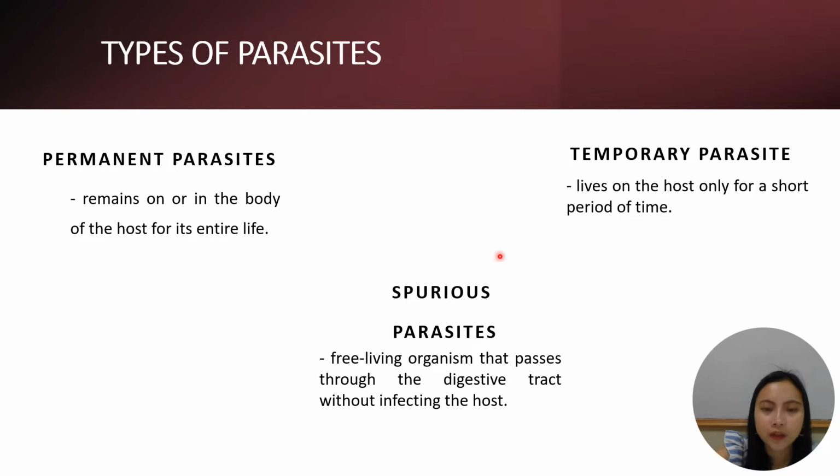And there's also another type of parasite, which is a free living organism, and that passes through the digestive tract of the host without infecting the host. So you call that a spurious parasite. It does not infect the host, and it's a free living type of parasite. A free living type of parasite, class, means that it can survive in bodies of water or in the environment. So it cannot really affect or infect the host.